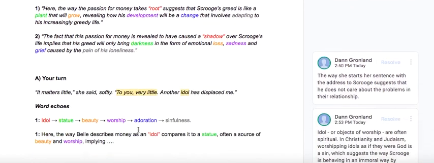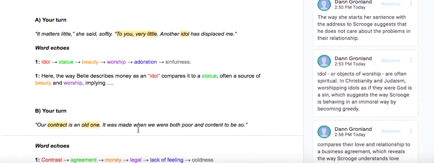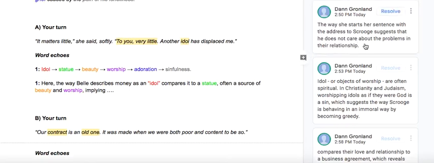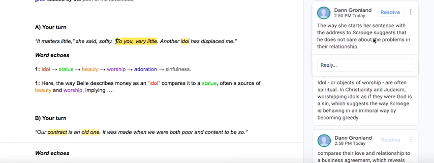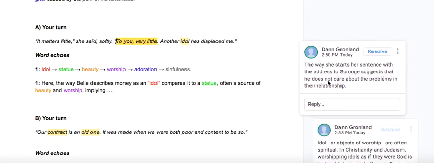Okay, so we've got one here, and this is where your work starts, and this is the one I'm going to explain to you, and then I want you to try and have a go at the rest of them. "It matters little," she said softly. "To you, very little. Another idol has displaced me." So in this quotation, this is where Belle is speaking to Scrooge. And the phrases we're looking at here, "to you, very little." Here, she starts her sentence with an address to Scrooge that suggests that he doesn't really care about the problems in their relationship. And then we look at the word idol.